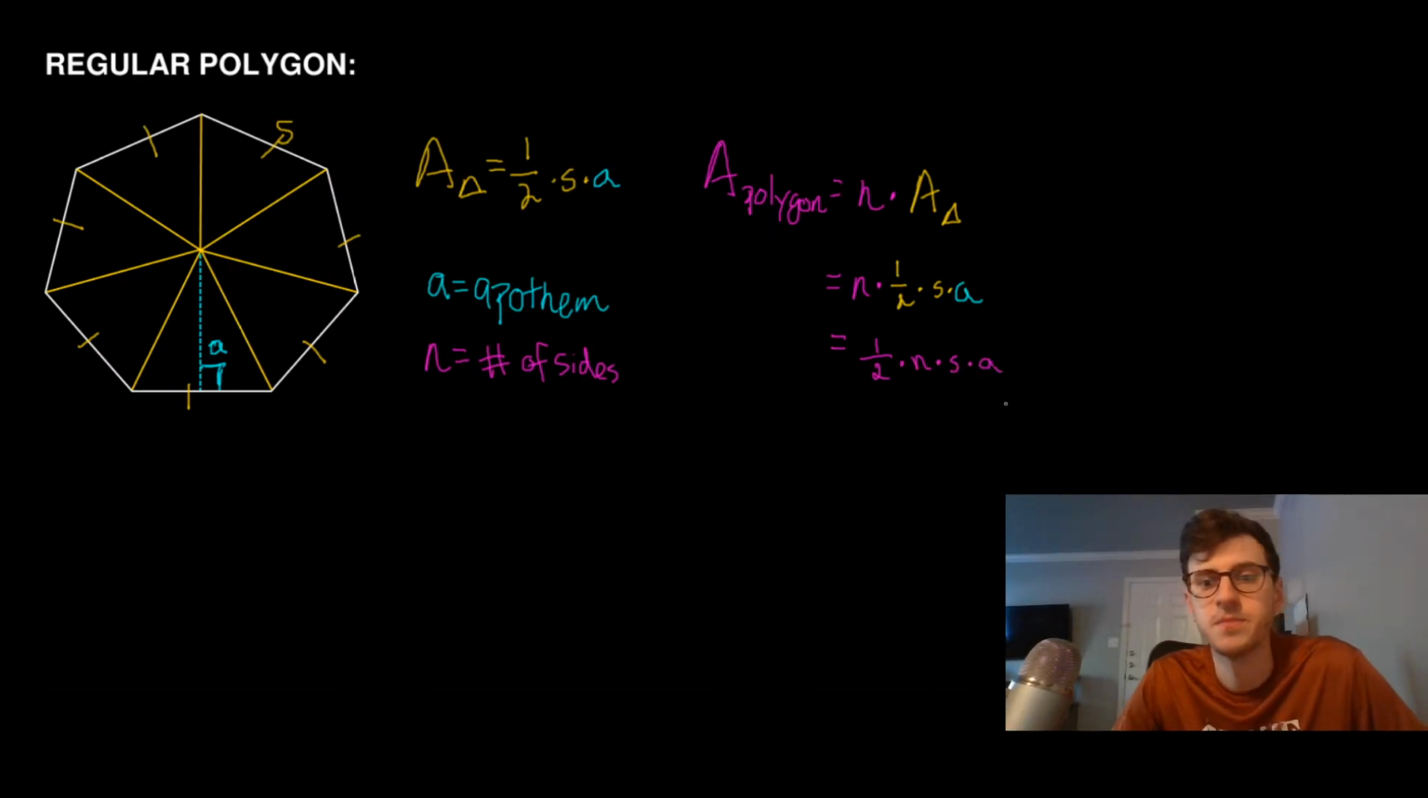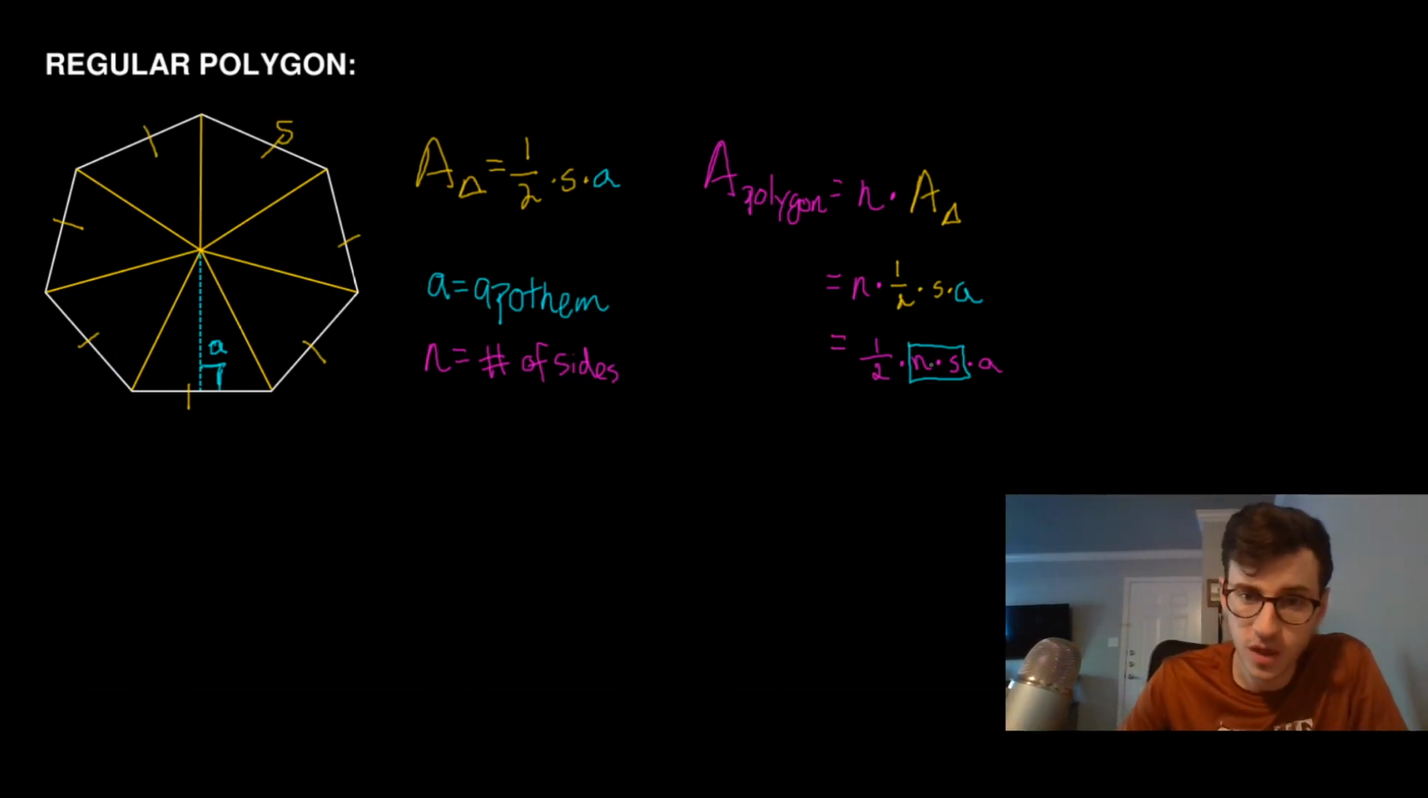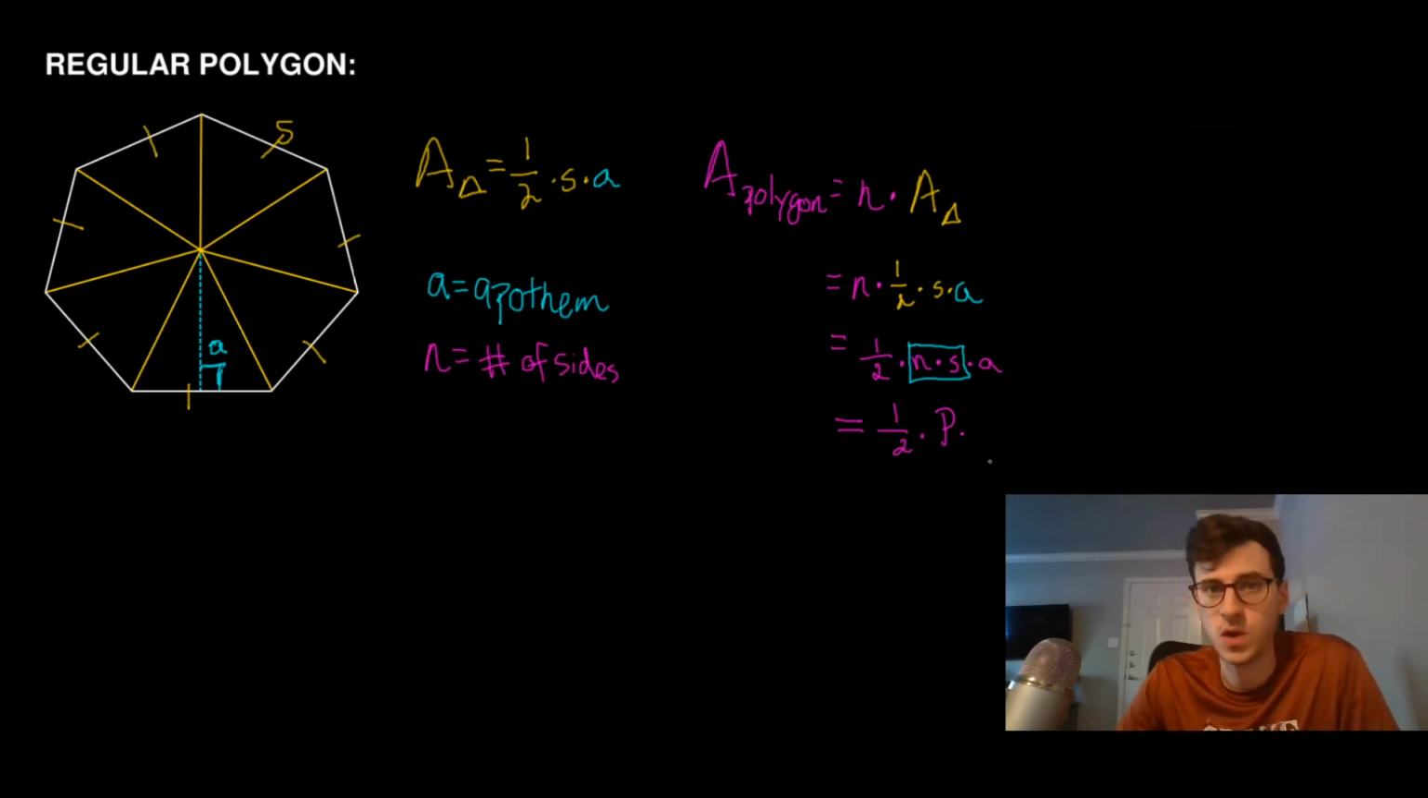Something you should notice is that if I'm multiplying the number of sides times the side length, that's equal to what? Hopefully in your brain you're thinking that's equal to the perimeter, right? That's equal to the perimeter. So then this is equal to 1/2 times the perimeter of my regular polygon times the apothem, right?